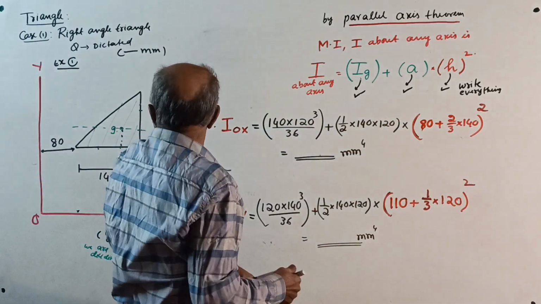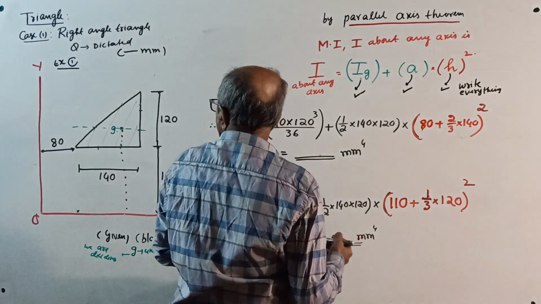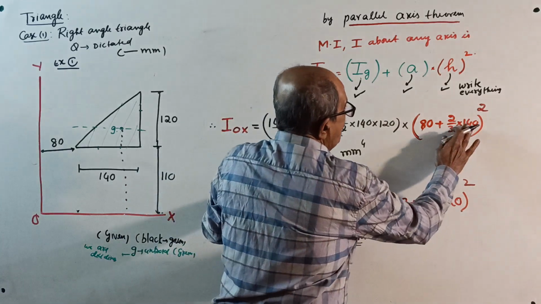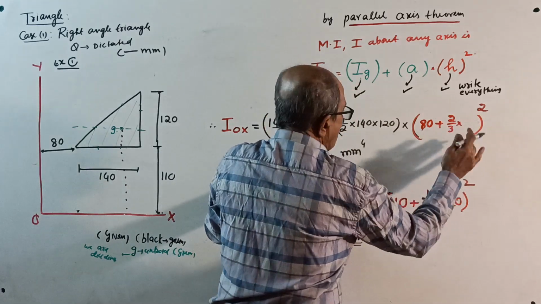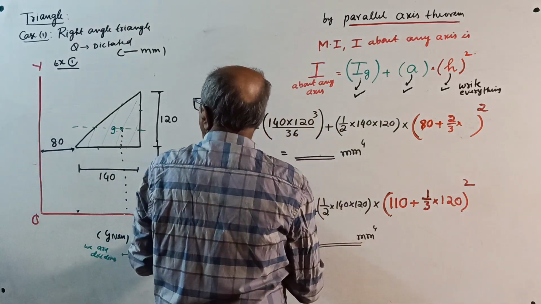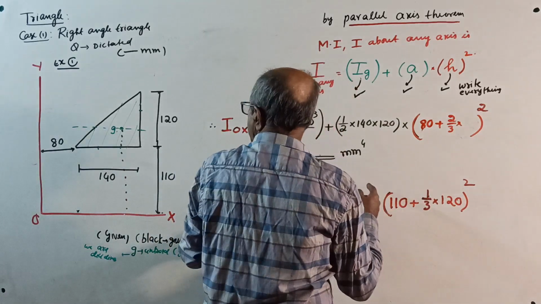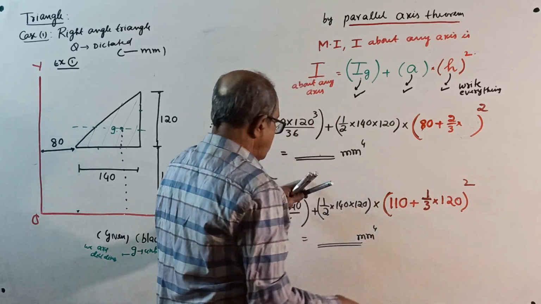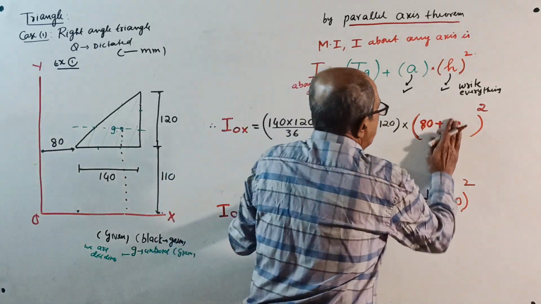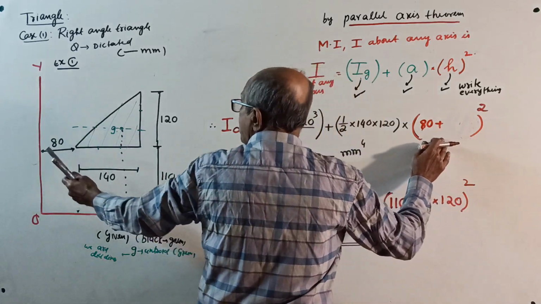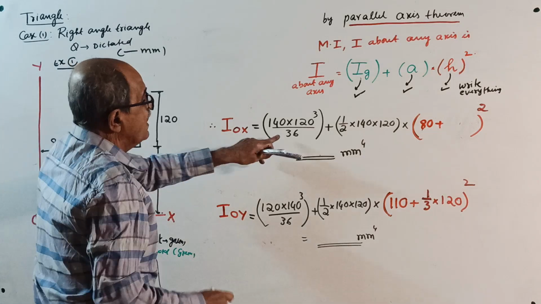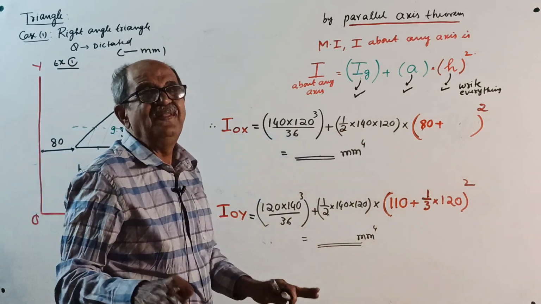That distance is 110 plus 1 by 3 of 120. Oh, I think I interchanged it. Okay. 1, 2, no, correct. Which one did I write? I about Ox is 1 by 3 of 120. 2 by 3 will come later. It got interchanged here. Okay, no problem. First I wrote about Oy, and now here I wrote Ox. These things happen.